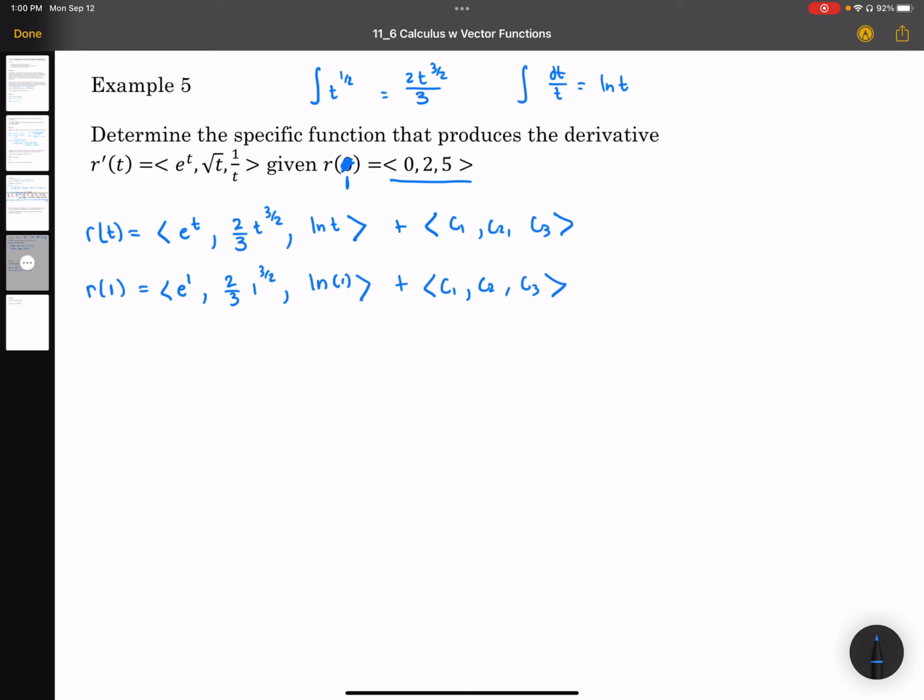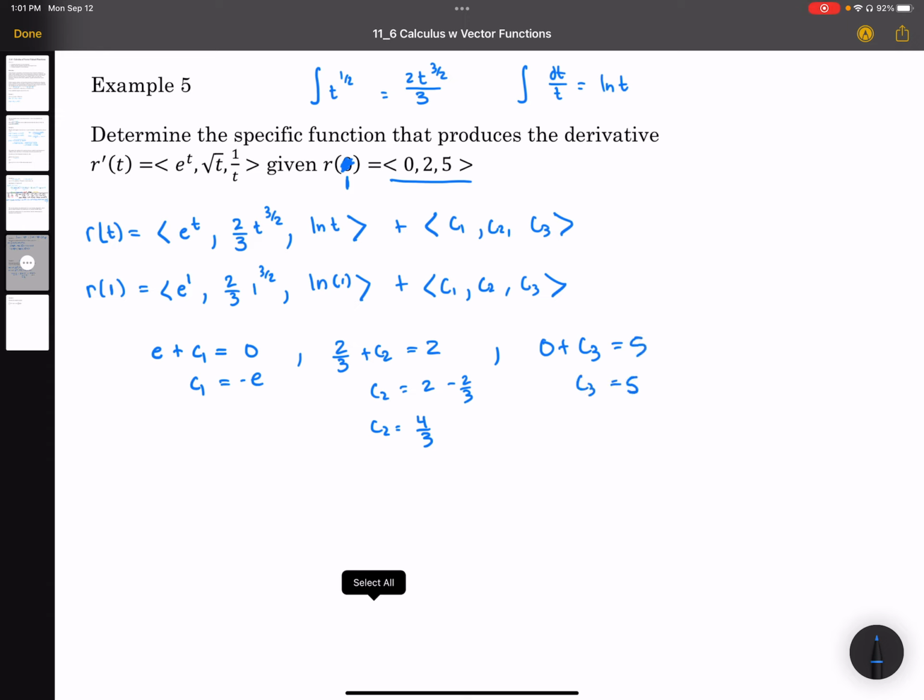So what that means is that for our first component, e plus C1 is equal to 0, which implies that C1 equals negative e. Next, 2/3 plus C2 equals 2, so C2 is equal to 2 minus 2/3, so C2 is equal to 4/3. And last, the ln of 1 is 0, so 0 plus C3 equals 5, which obviously implies that C3 equals 5.